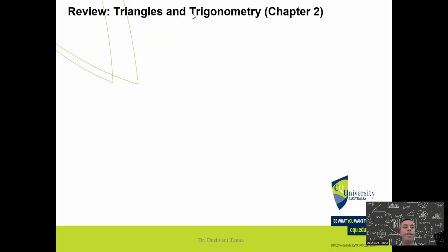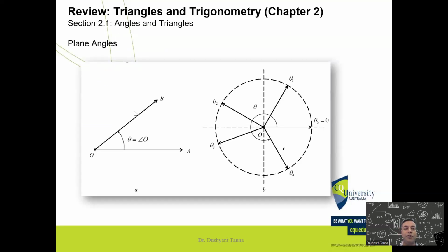Right. So we will review triangles and trigonometry, which is chapter 2 from the prescribed book. Plane angles. So any angle of these forms will be referred to as a plane angle, right? The angle is always considered with the positive x-axis. So that's your 0, and that is the positive x-axis. As you can see here, that's the x-axis, the y, x dash or negative x, y dash or negative y.